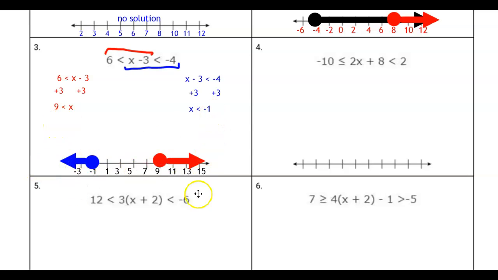The one thing that I have to change on this graph, however, is both of these are open circles. So let's change that now. Open circle because there's no equal sign. All right, done with this problem. Moving on to the next problem. Again, separate and solve.